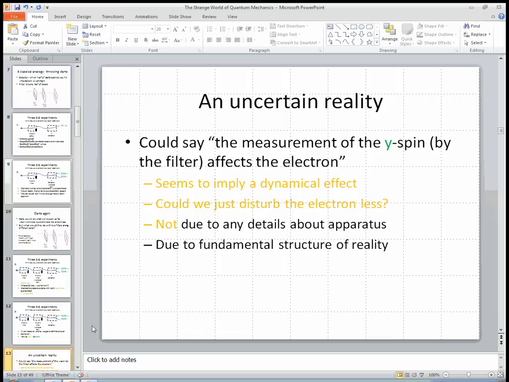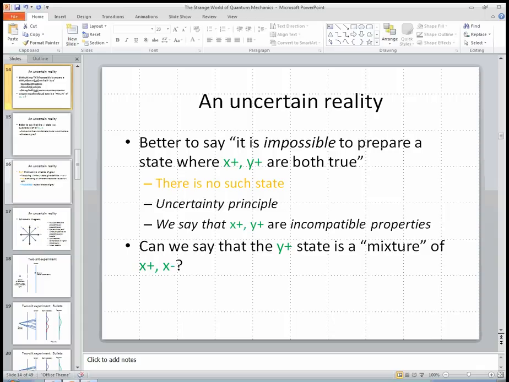And what does that mean? Well, it's better to say that it is impossible to prepare a state where the answer to x is plus and the answer to y is plus, where these have definite true answers. There's just no such state that's possible. There's no way to have an electron in that state. And this is a fundamental way to express what's called the uncertainty principle.